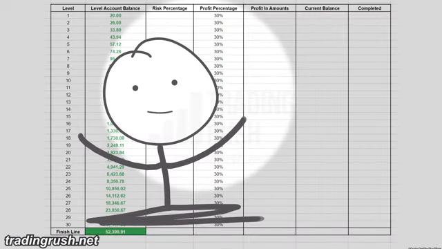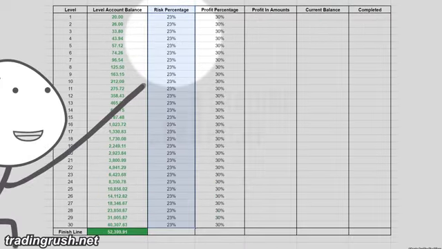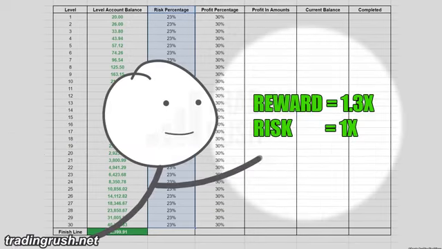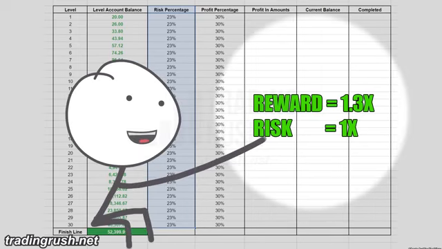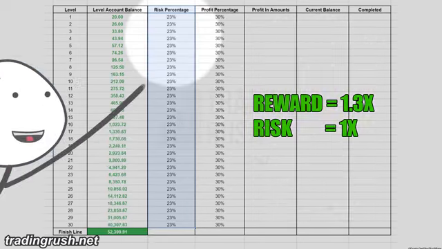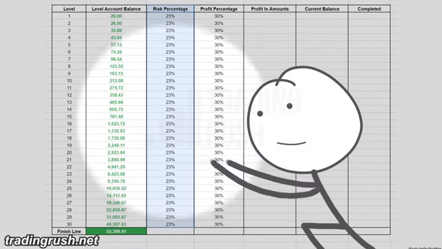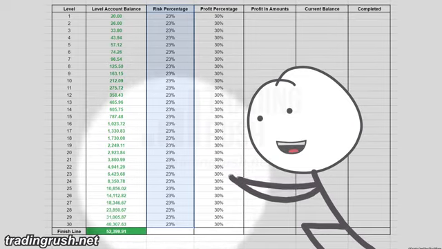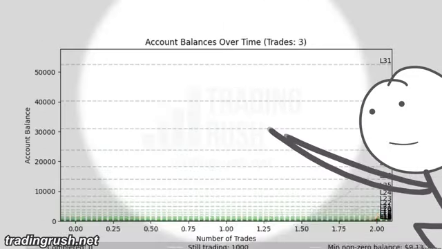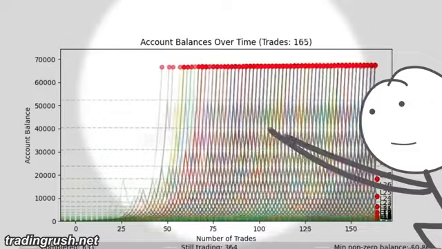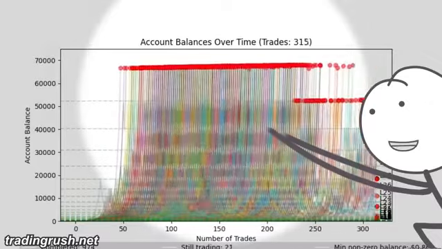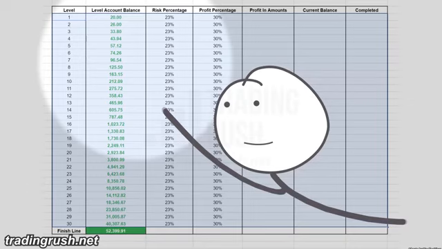But there are more rules that make things interesting. On each trade, the challenge says to risk 23% of the account and make 30% profit. This makes the reward-risk ratio around 1.3 to 1. The profit is 1.3 times the risk amount. Wait a minute, doesn't this sound risky? If you risk 23% on each trade and have a losing streak, you can lose the entire account quickly, right? We will see that probability when I make 1,000 trading bots take this challenge at the same time in this video. But I want you to notice something interesting about this challenge first.